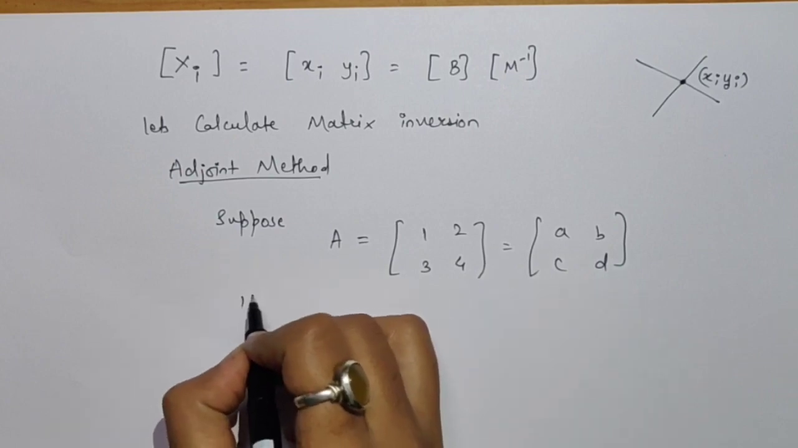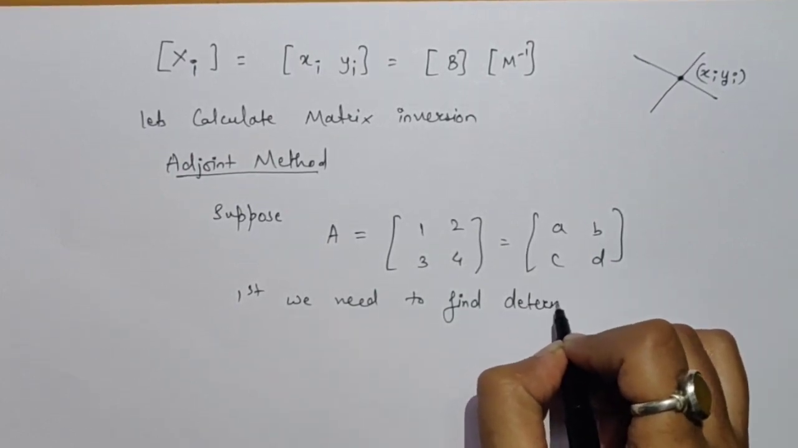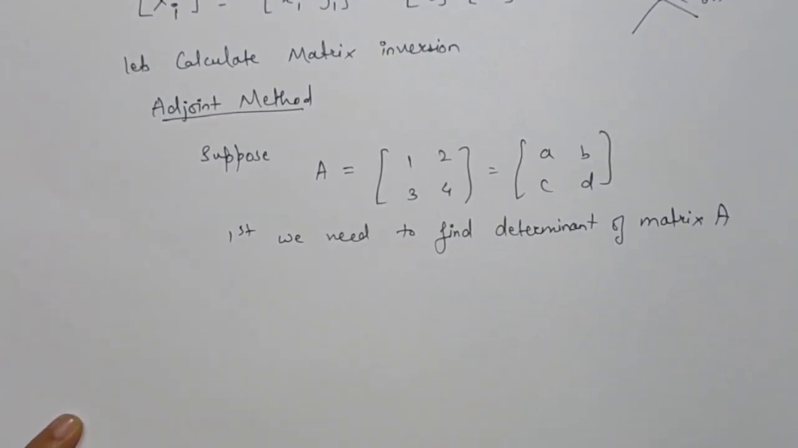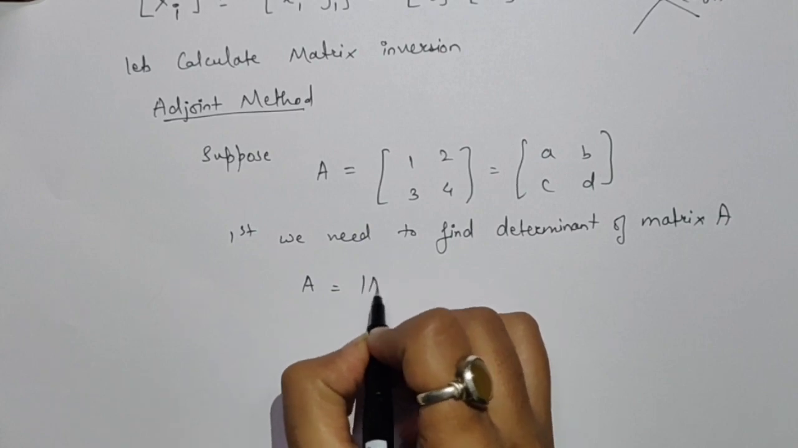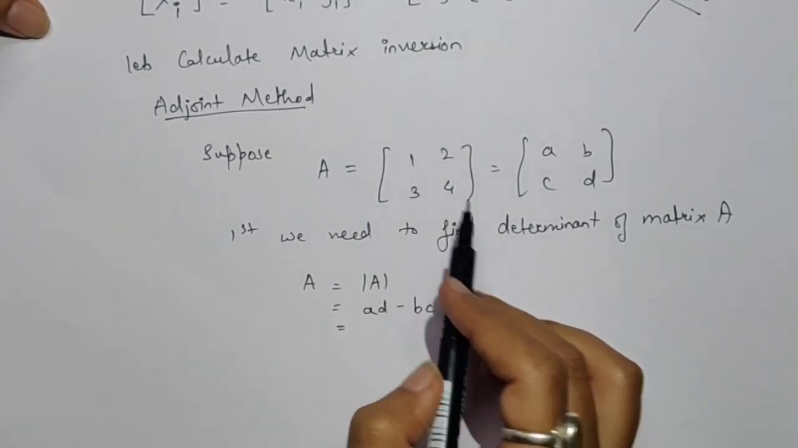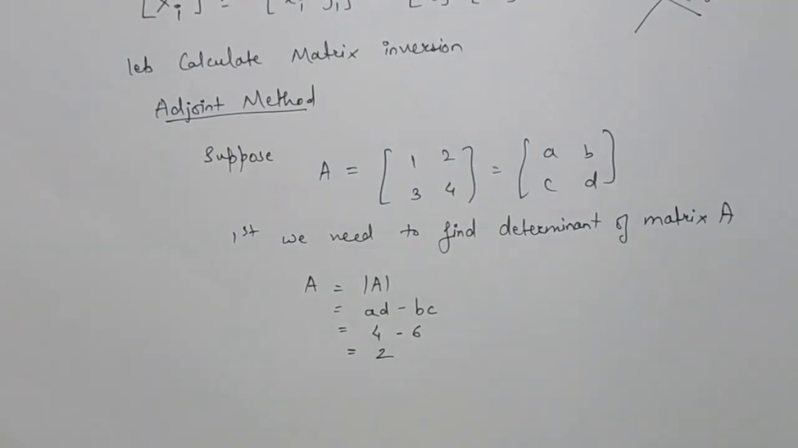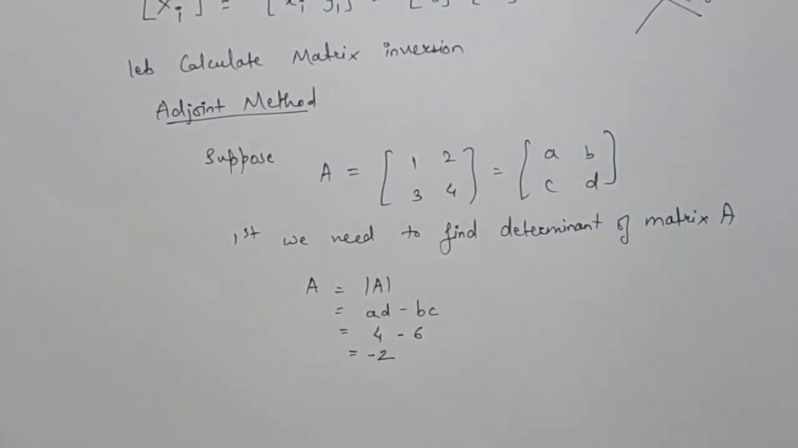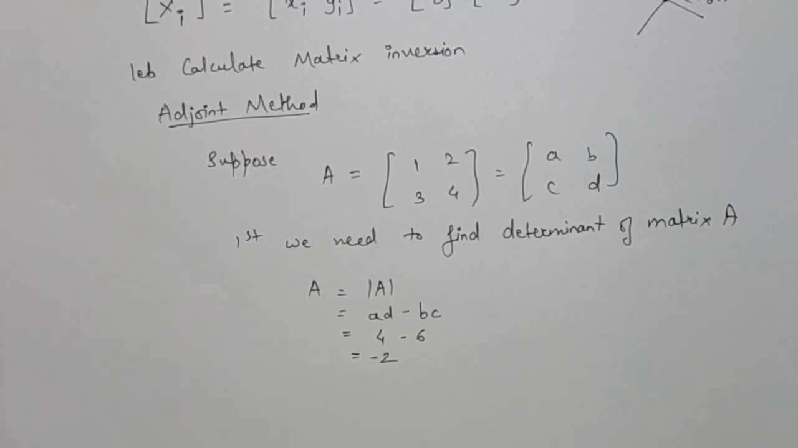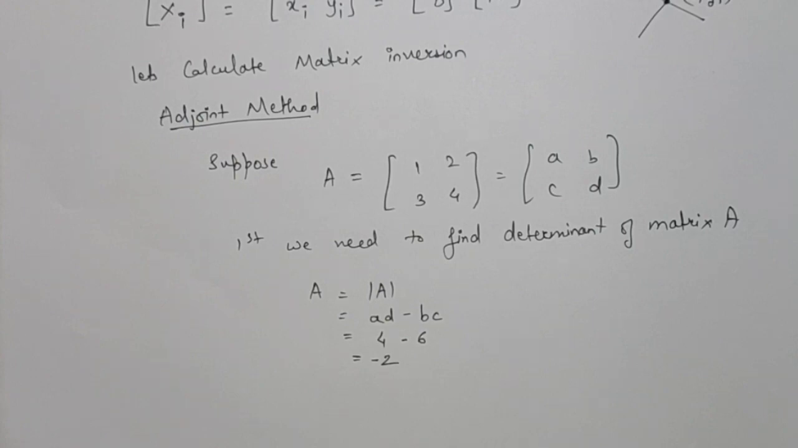First we need to find the determinant of matrix A. So how will we calculate the determinant of matrix A? Yes, A into D minus B into C. In our case, A into D will be 4 and B into C will be 6. So 4 minus 6 will be minus 2. So now we have the determinant of matrix A, that is minus 2. Remember, the determinant should not be 0 because we cannot divide by 0. So the determinant should be other than 0.